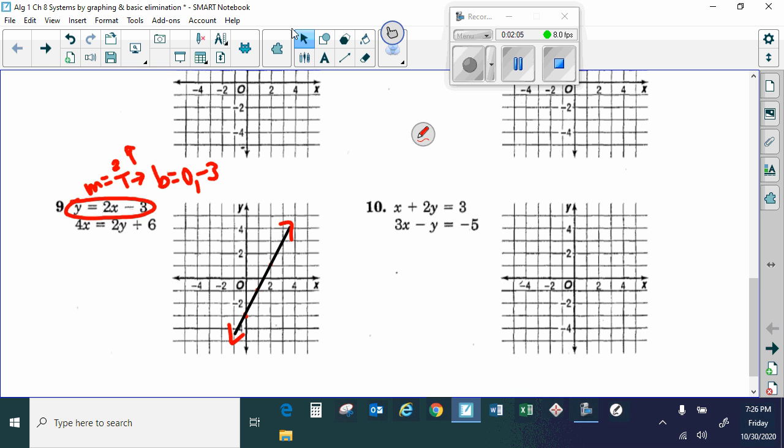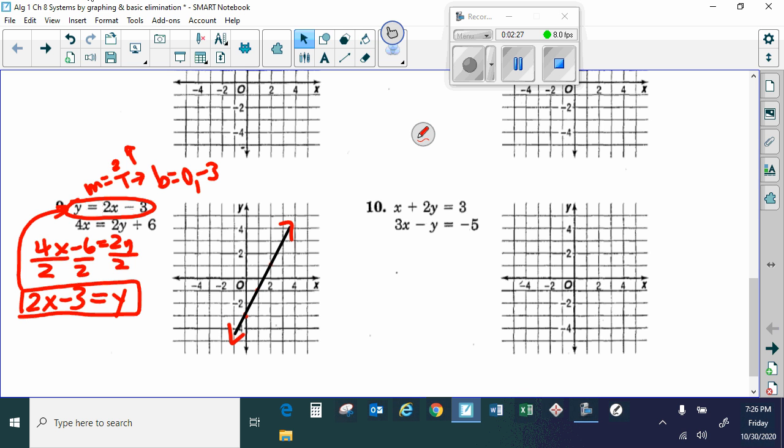And to solve this one for y, I subtract the 6 across and then divide each term by 2. So you get y equals 2x minus 3. Well, look at y equals 2x minus 3. Y equals 2x minus 3. They're the exact same line. So therefore, how many solutions are there? Infinite.